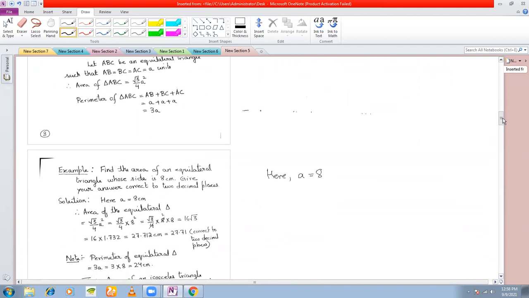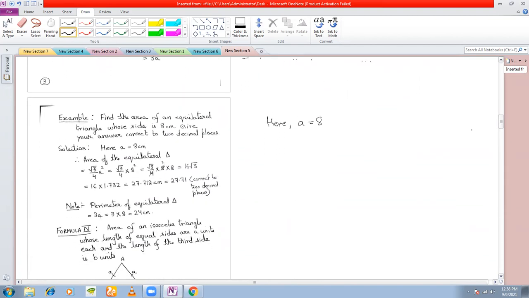Fine. So now a is equal to 8. You want to find the area of an equilateral triangle whose each side is 8 centimeter. So a is equal to 8. Hence, therefore, area of the triangle is equal to root 3 by 4 a square, which is equal to root 3 by 4 into 8 square, which is equal to root 3 by 4 into 8 into 8, which is equal to 16 root 3.